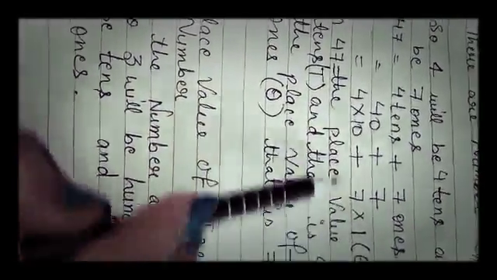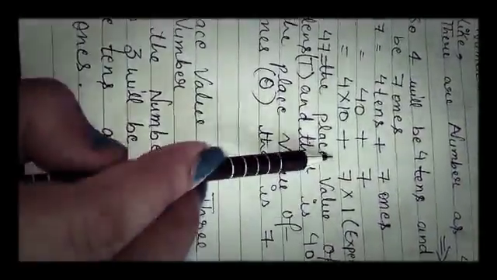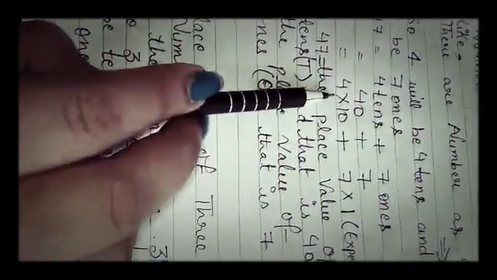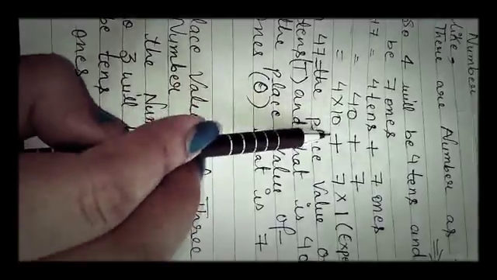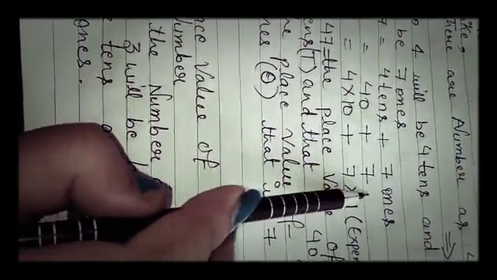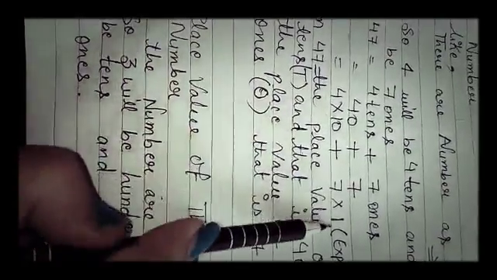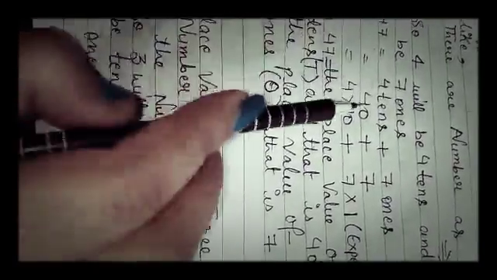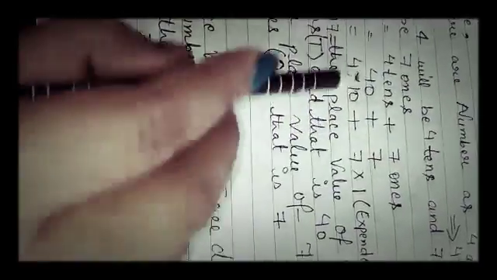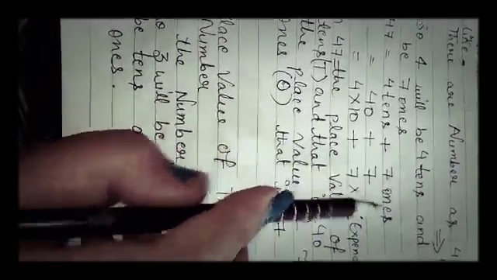This will be the expanded form of two-digit numbers: 4 into 10 is 40 and 7 into 1 is equal to 7. Collectively it will be called 47. This will be the expanded form of the number.